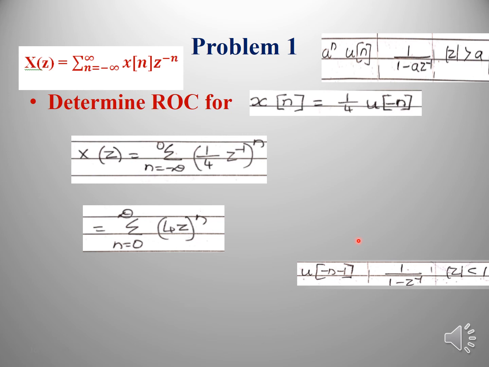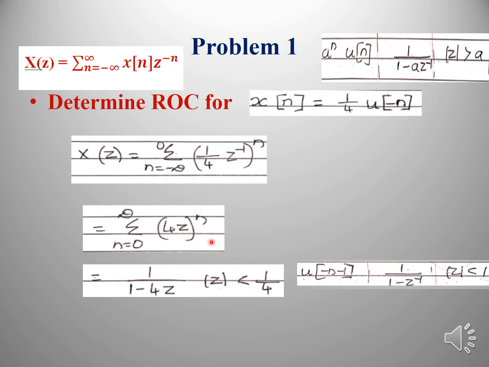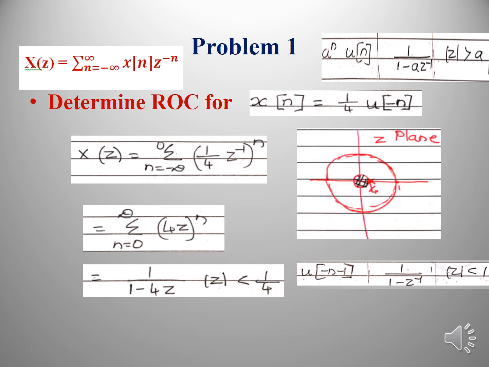This could be rewritten as the summation n equal to 0 to infinity of 4z power n, and the result would be 1 divided by 1 minus 4z, using the Z-transform table, a power n u of n, and the region of convergence would be modulus of z is less than 1 by 4.